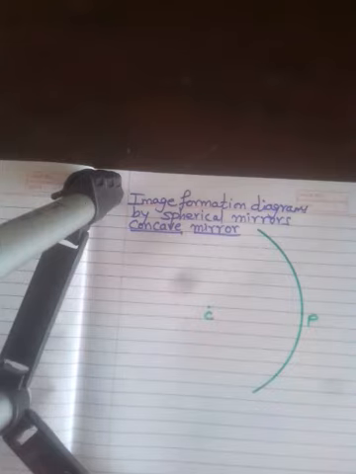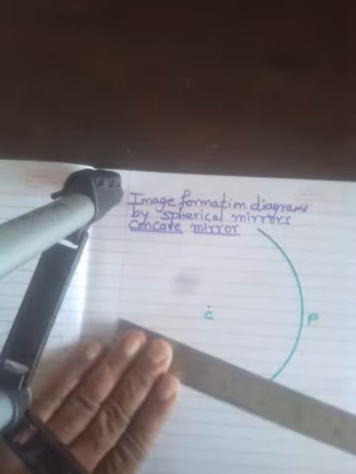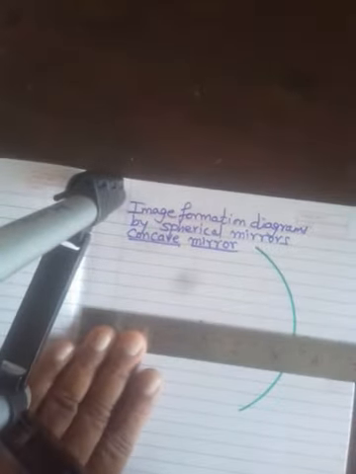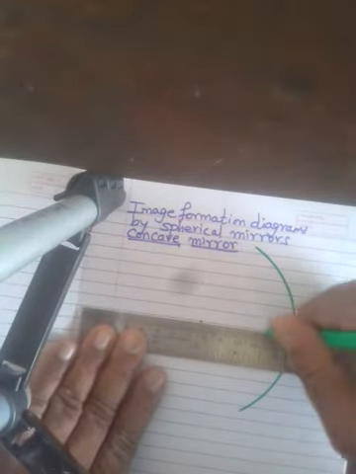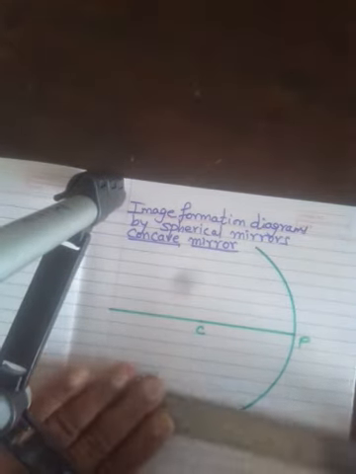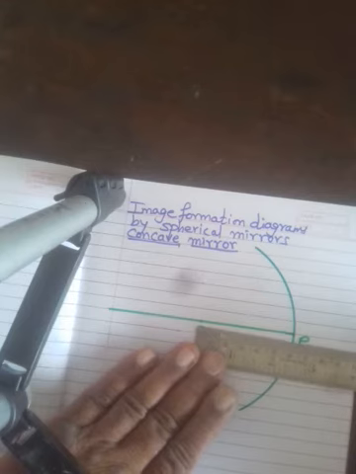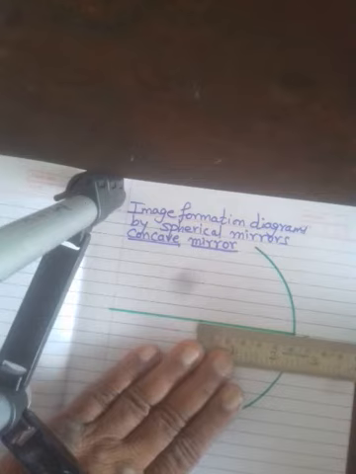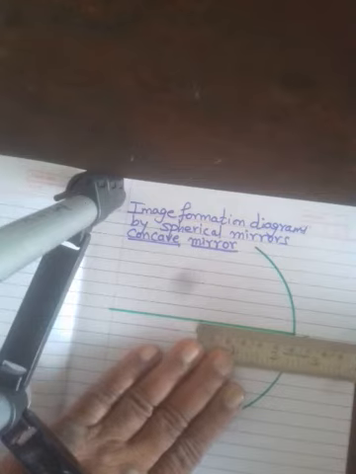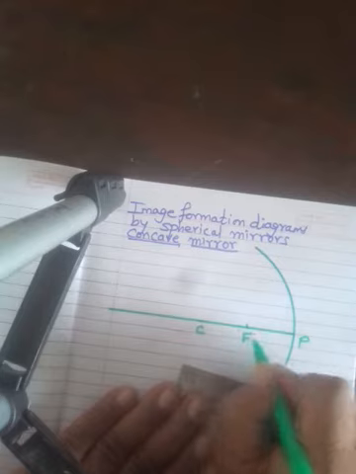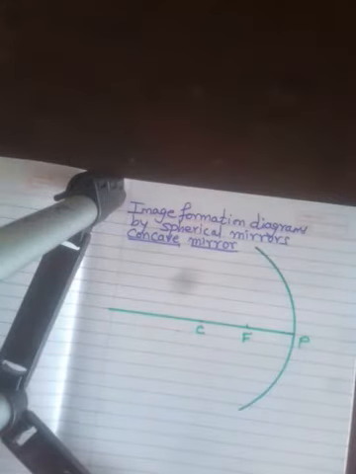Now we will draw the principal axis, and the principal axis is the line which passes through the pole and the center of curvature. Now we will mark the focus, and the focus is exactly at the center of C and P. So mark this point as focus.